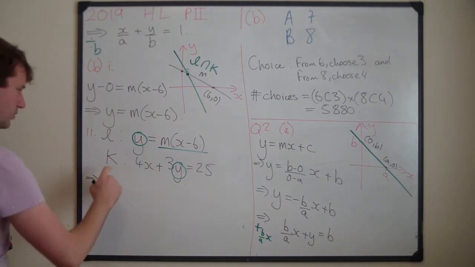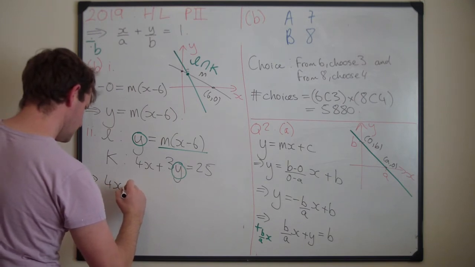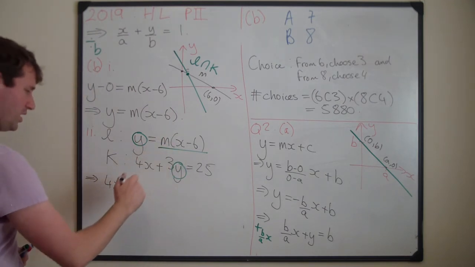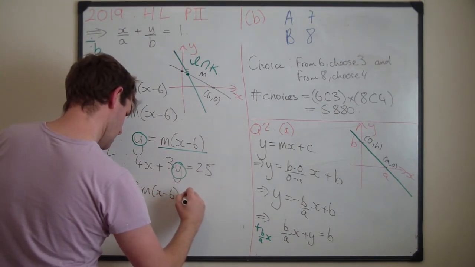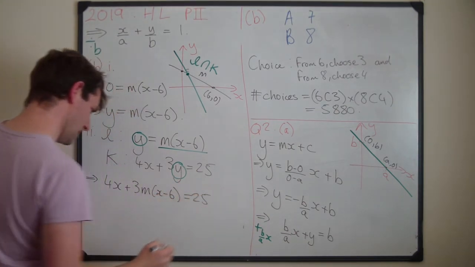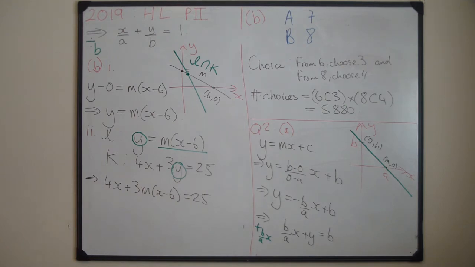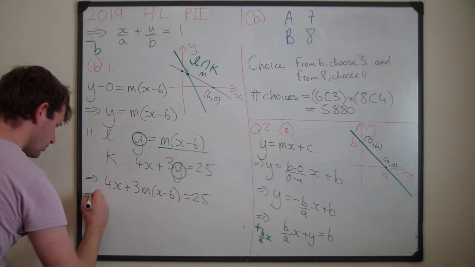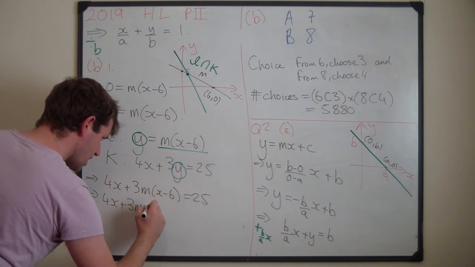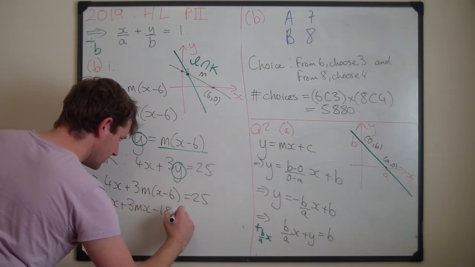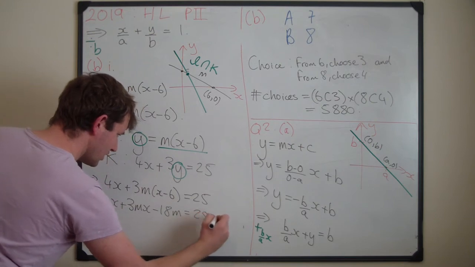Okay, so we have 4x plus 3 times y, but we know that y is equal to m times x minus 6, equal to 25. And we want to solve this for x in terms of m. So I think the easiest thing to start with here is to multiply out this bracket. So we get 4x plus 3mx minus 18m is equal to 25.